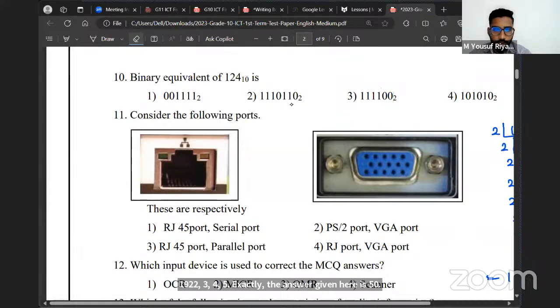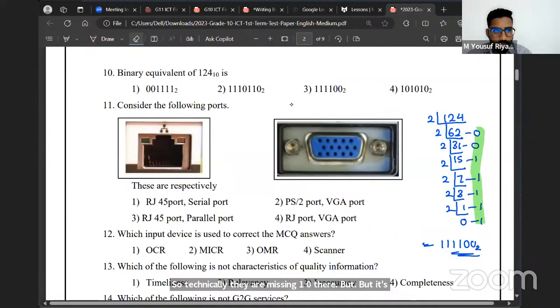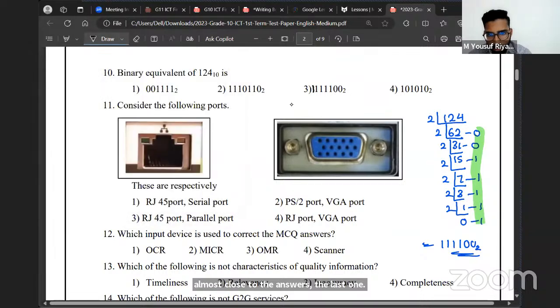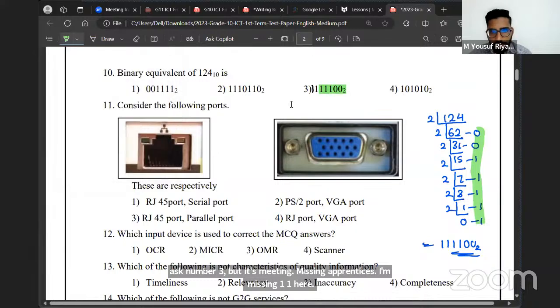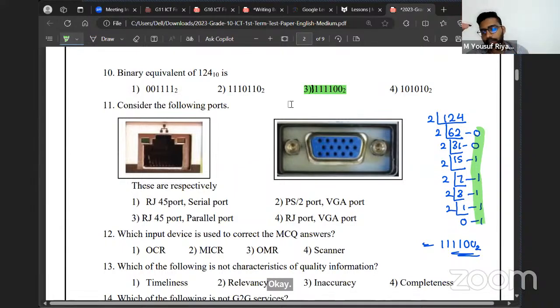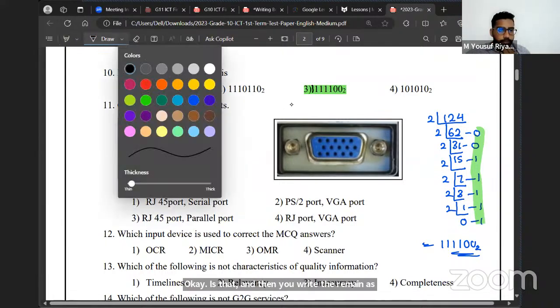But what is almost close to the answer is the last one, answer number 3. It's missing a 1, probably a printing mistake. It should be 5 ones. So the answer is the third one only, but it should be 5 ones. Is that clear? So you divide it by 2 and then you write the remainders from bottom to top.